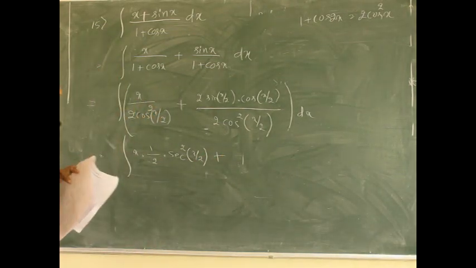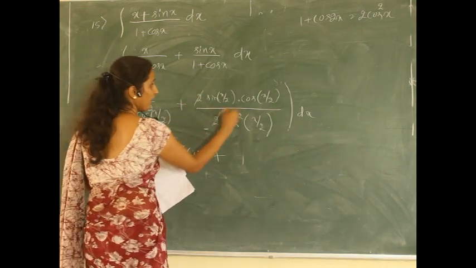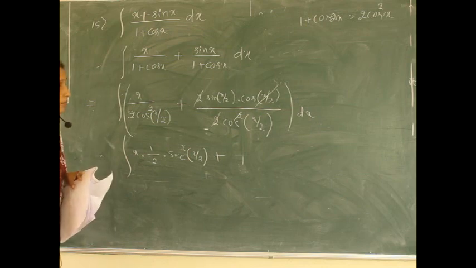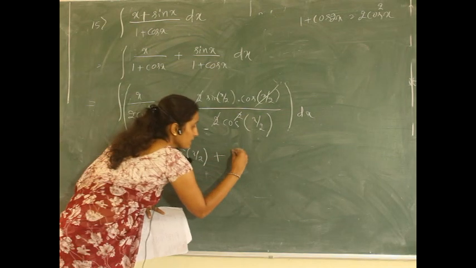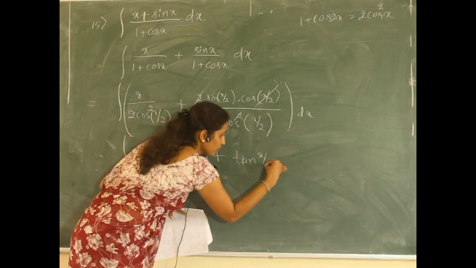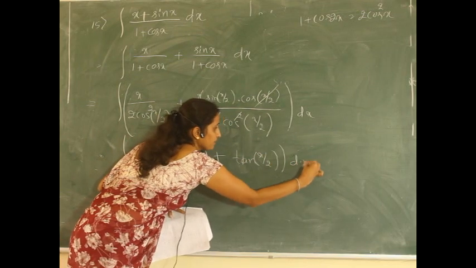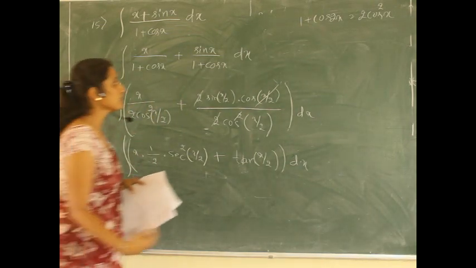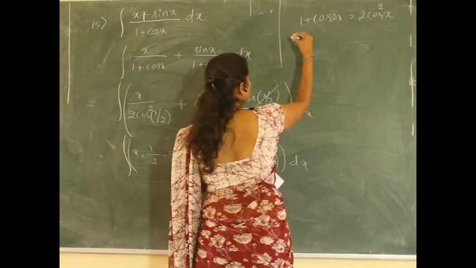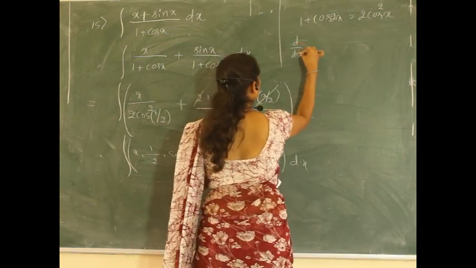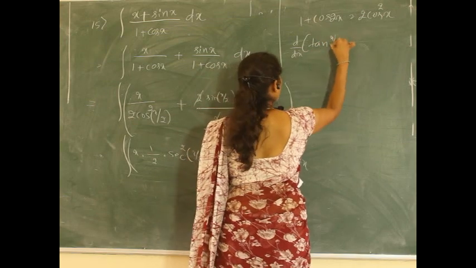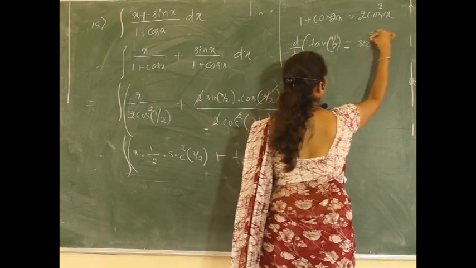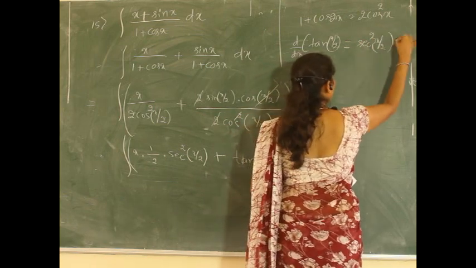2 we can cancel here and one cos can be cancelled here. So the remaining will be sin x by 2 divided by cos x by 2, that is tan x by 2, into dx. Now we can see that the derivative of tan x by 2 is equal to secant square x by 2 into 1 by 2.